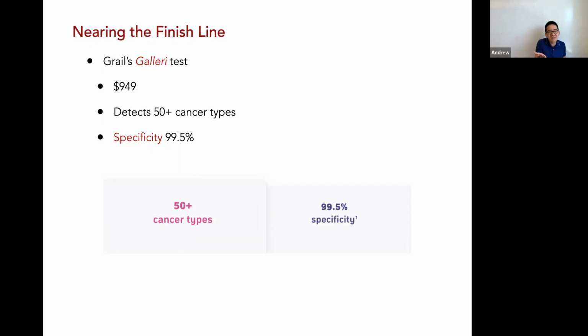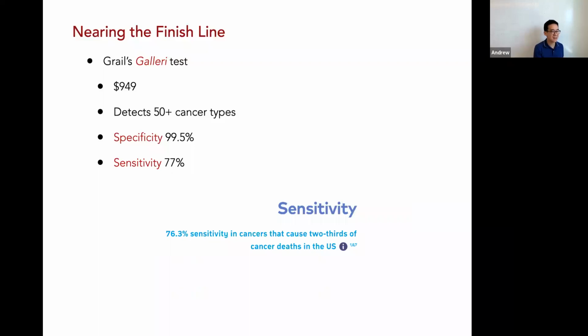But the problem is there's an easy way to do that. I could just tell everybody that they're healthy. So the flip side of that is I want sensitivity. For the people that do have cancer, I would like to catch those folks. If somebody really does have lung cancer, I would like to tell them, hey, you have lung cancer. It's bad news, but that's the whole point of this test. For that, the sensitivity claim, and I shouldn't say claim, this is achieved, is 77%. Again, I'm going to come back to these numbers.